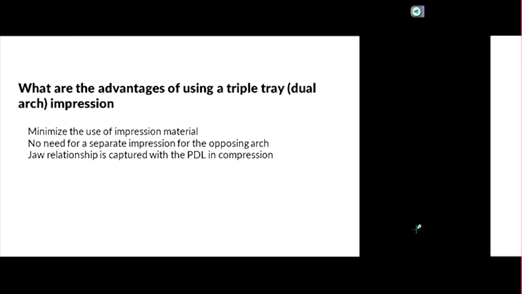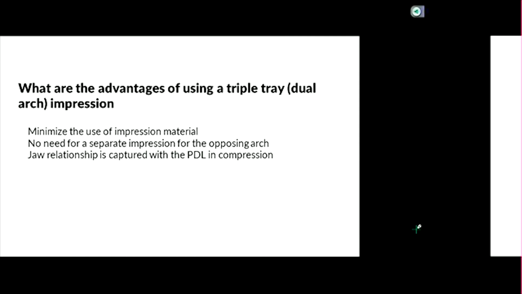So it does save a lot of time in that sense, where you don't have to do a separate opposing arch. And then the jaw relationship is captured with the PDL and compression. So if you think about it, if you took 2 static impressions, upper and lower, and then you hand articulated them, right, the stone doesn't give, but when you bite together, your PDL compresses a little bit, right?